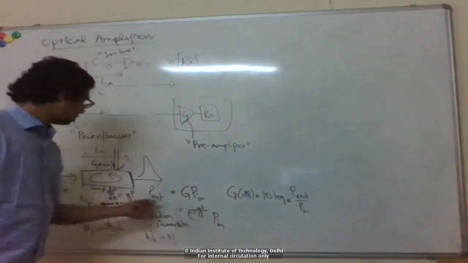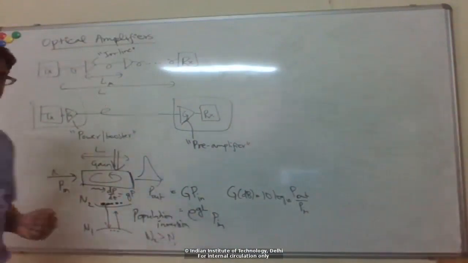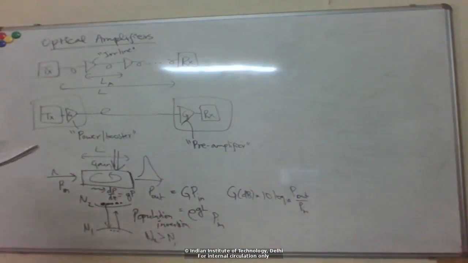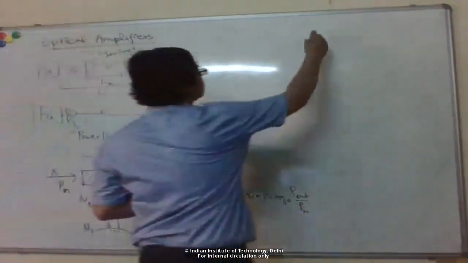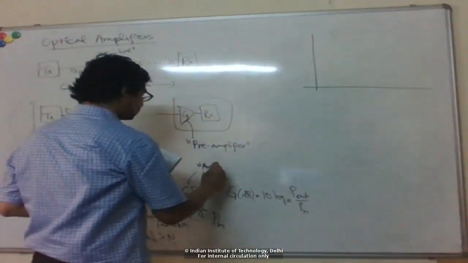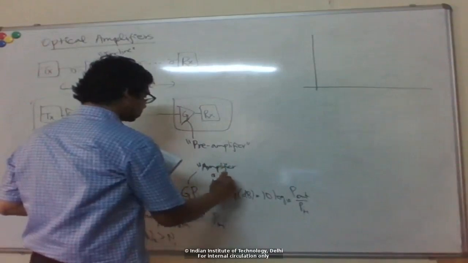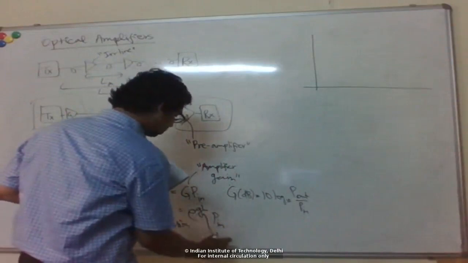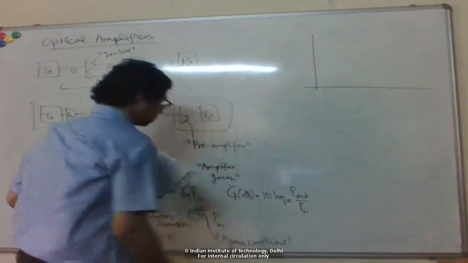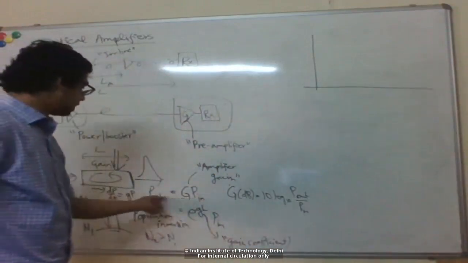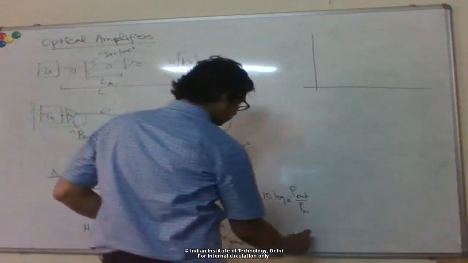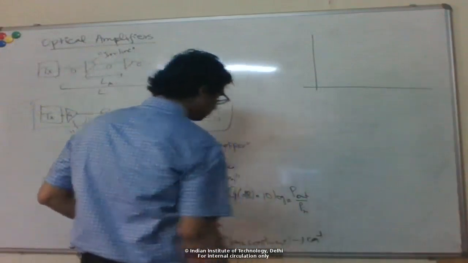This small g depends on material properties here. For example, we discussed it for these III-V semiconductors when we were discussing lasers. The capital G is known as the amplifier gain, and the small g is known as the gain coefficient. Units of capital G is unitless, or dB, whereas small g you can see is per length, so it has units of per length.